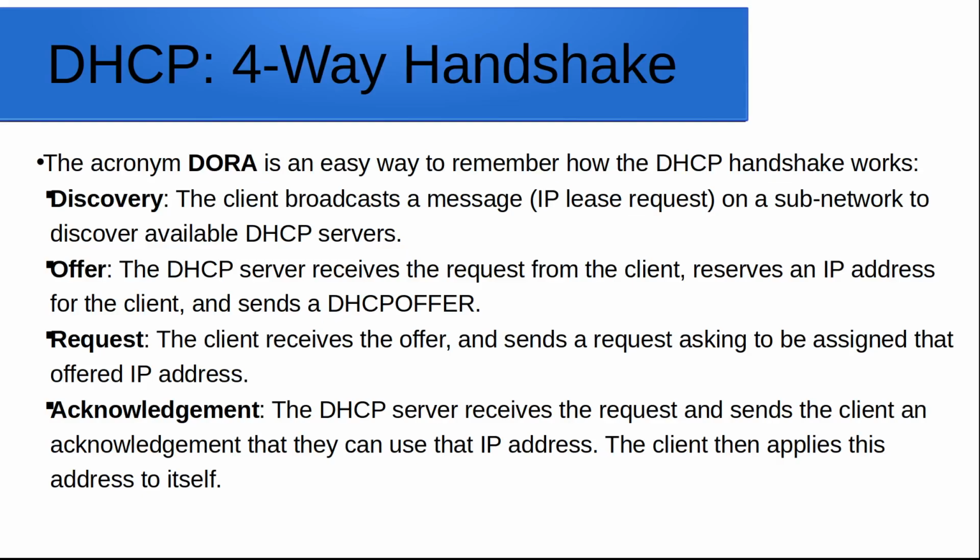So there's DORA, right? Discover, Offer, Request, Acknowledgement. So the Discover packet is a broadcast packet. The Offer, Request, and Acknowledgement are all unicast because they know how to get there now, right? But that Discover packet works on the same subnet. These are dropped by a router unless the router has been configured as a DHCP relay agent.